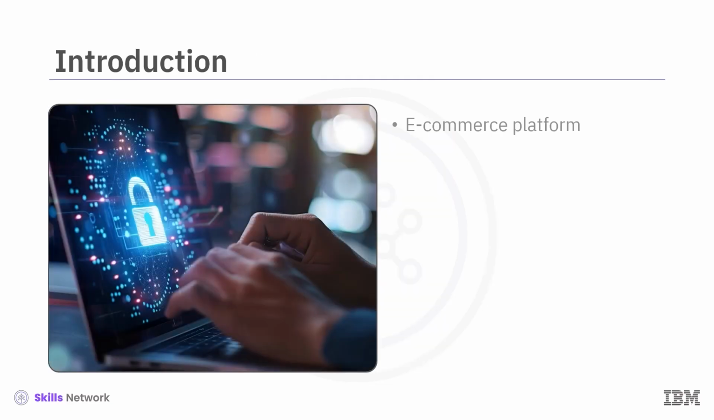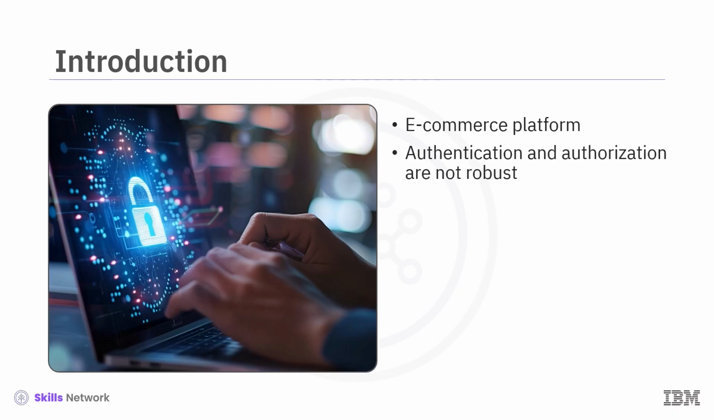Imagine designing an e-commerce platform with Node.js, where users sign up and make purchases. However, you realize that the platform's authentication and authorization mechanisms are not robust enough, as user data may be at risk, making unauthorized access possible. This could lead to severe consequences, such as data breaches and loss of customers' trust. How can you avoid this situation?